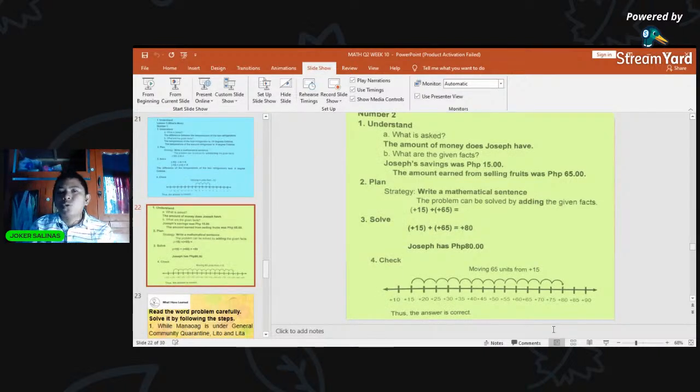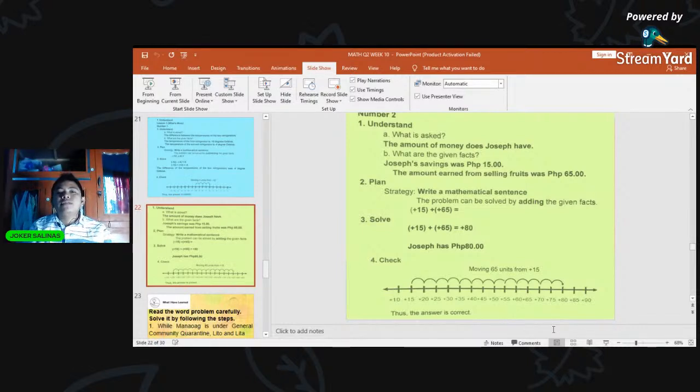So for problem number 2, what is asked there is the amount of money Joseph has. The given facts there are Joseph's savings was 15 pesos, and the amount earned from selling fruits was 65 pesos. And the plan, we need a mathematical sentence: positive 15 plus positive 65 equals n. Or you may use any letter, positive 15 plus positive 65 equals A, like that. You could use that.